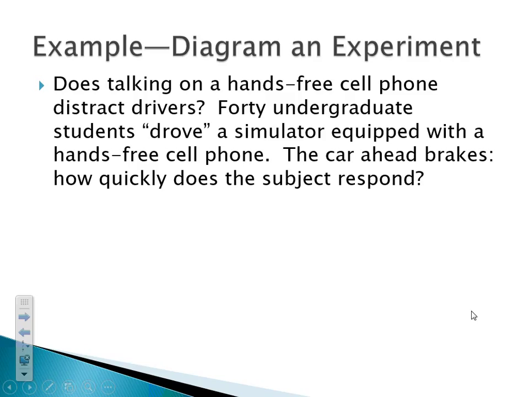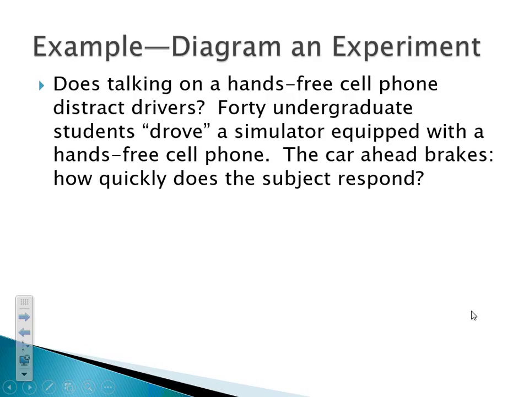And so 40 undergraduate students have been chosen to drive a simulator that's equipped with a hands-free cell phone device. And in the simulator, they're following a car. And the car ahead of them brakes suddenly. And so the question is, how quickly does the subject respond? Right? So, obviously in this experiment, it would make sense, well, we need some people to drive with a hands-free device and some people to drive without.